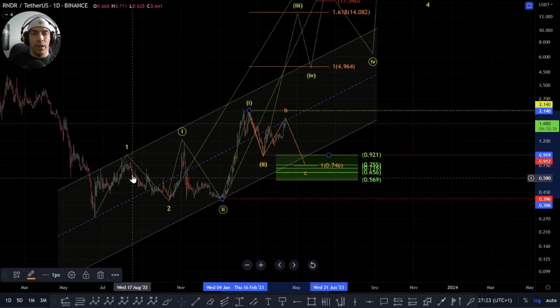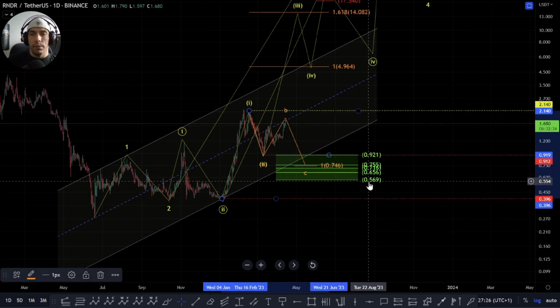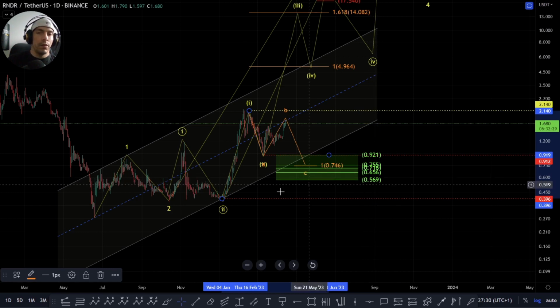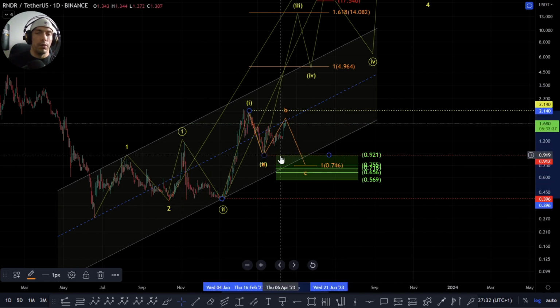But really, if this is the case, we don't want to lose this 56 cent area. If we lose 56 cents, this becomes very unlikely that we could see this play out.